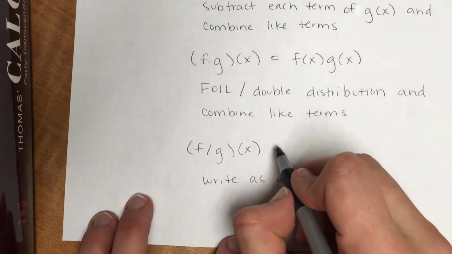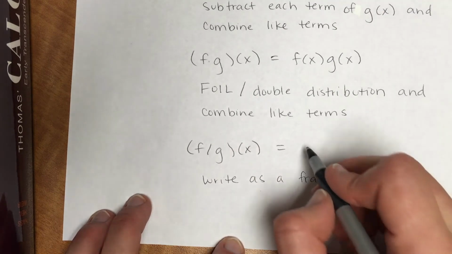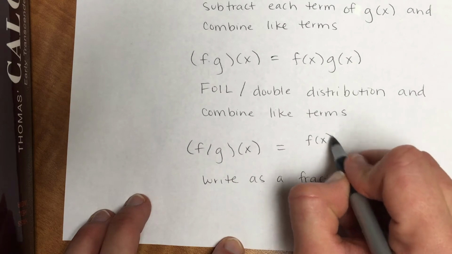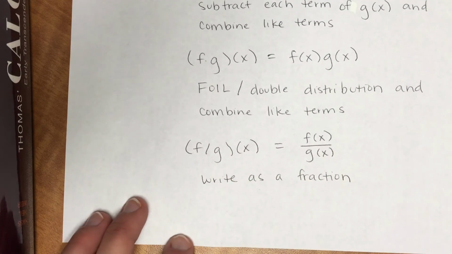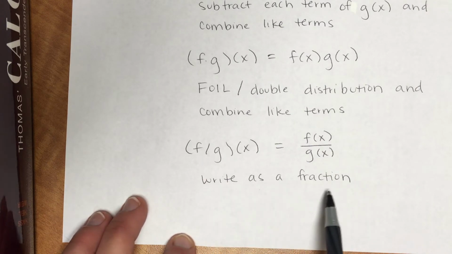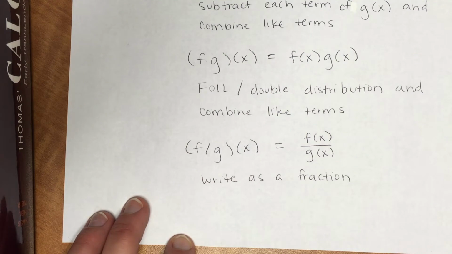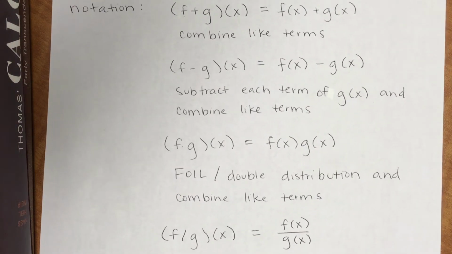Except the last one is f slash g, or f divided by g of x, which is written f of x over g of x. And this one's the easiest one, or most straightforward. Don't overthink it. Literally, you just write it as a fraction and you don't have to do anything else. Okay, so let's practice some examples with all of these: adding, subtracting, multiplying, and dividing.